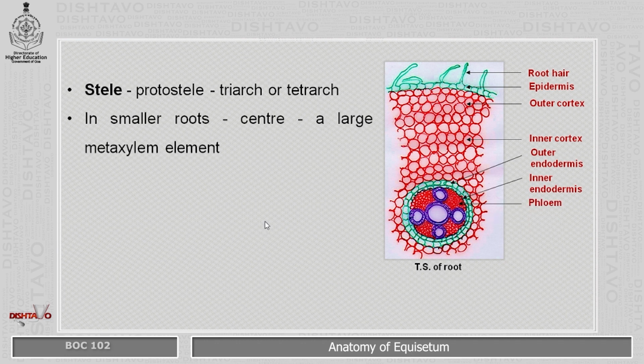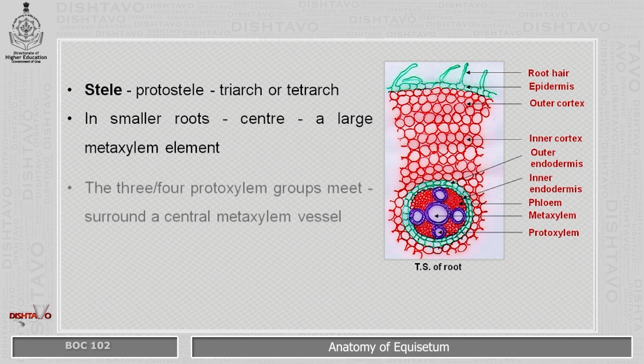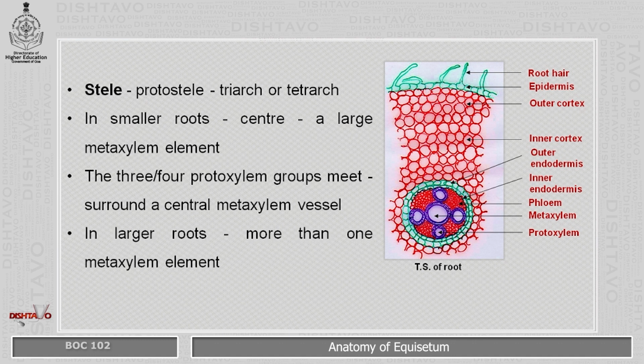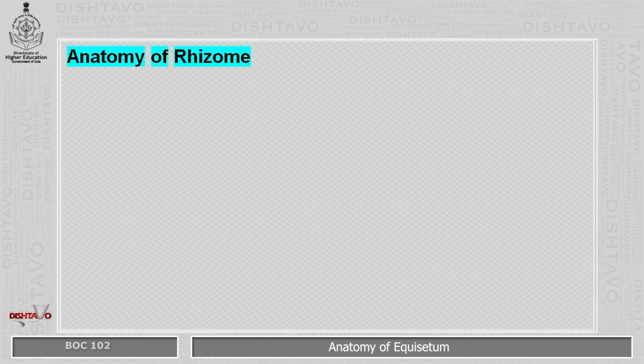In smaller roots, in the center there is a large metaxylem element. The 3 or 4 protoxylem groups meet and surround a central metaxylem vessel. In larger roots, there will be more than one metaxylem element. Pith is absent. Anatomy of rhizome differs from that of aerial stem.